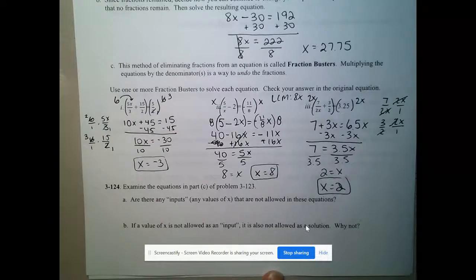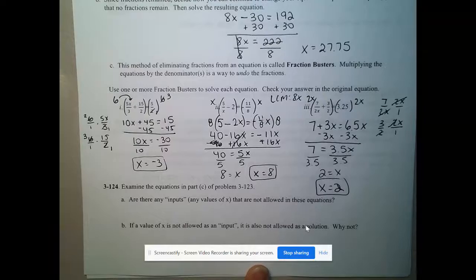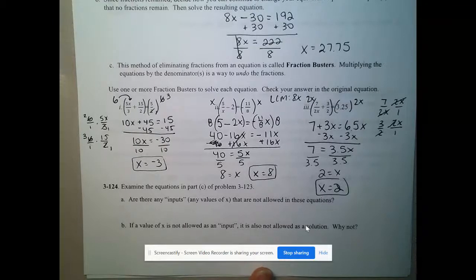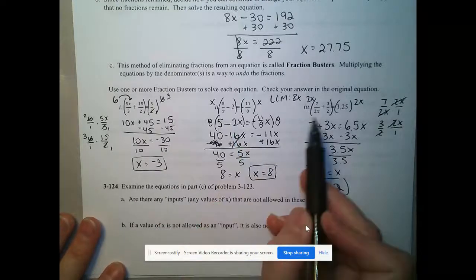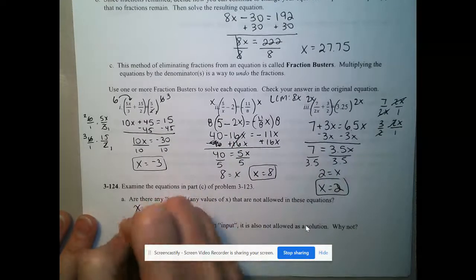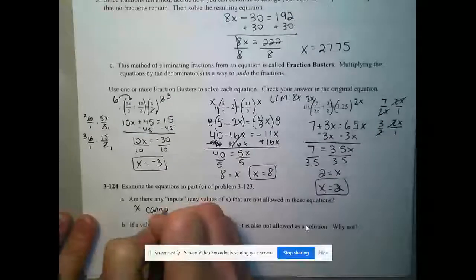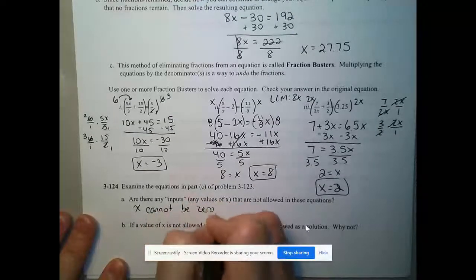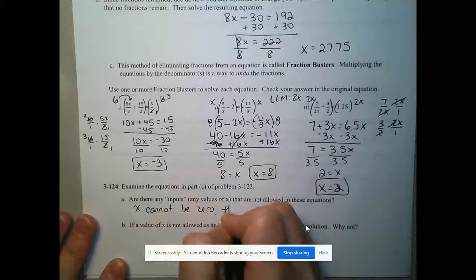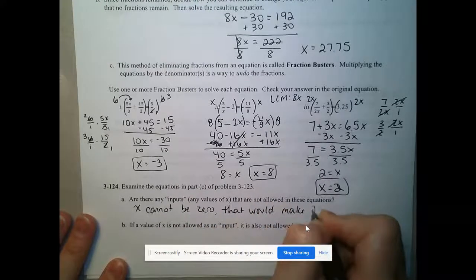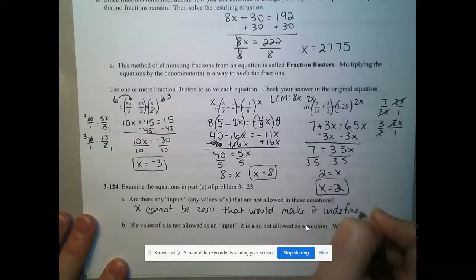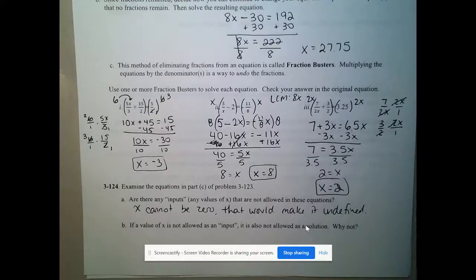Are there any inputs, any values of x that are not allowed in these equations? The only problem that you would have is if you had a 0 in the denominator. So in these equations, we've got a couple places where there's an x in the denominator. So that would be our only issue. X cannot be 0. That would make it undefined. All right. So no zeros in the denominator. That would be our only issue.